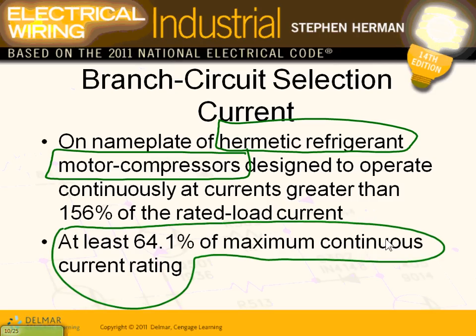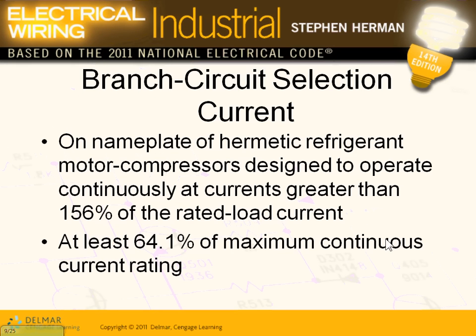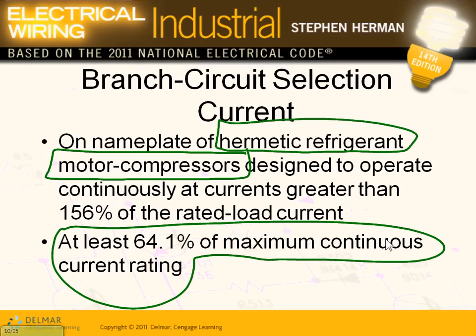Sometimes the rated load amps is different than the branch circuit selection current because of how the equipment works together with the refrigerant. If you read through it, guys, they take the pressure and the temperature of the refrigerant, how it works. At certain temperatures and pressures, the motor can work harder or less hard. So they come up with this branch circuit selection current.